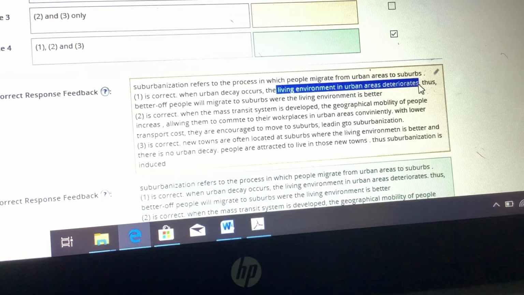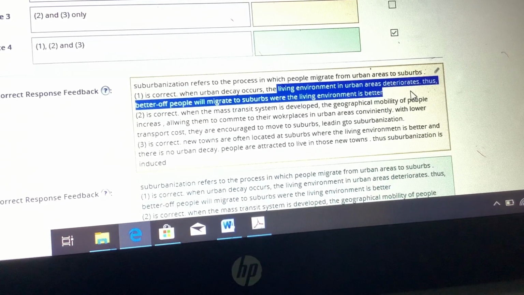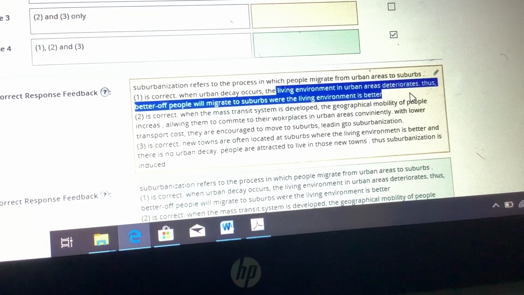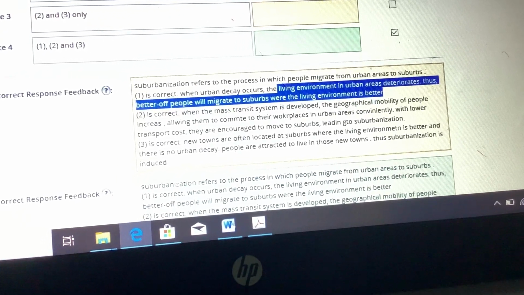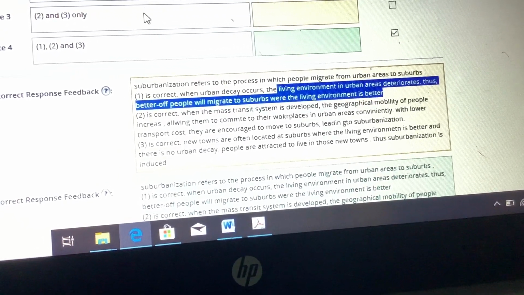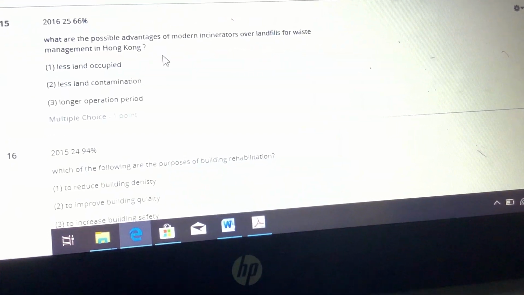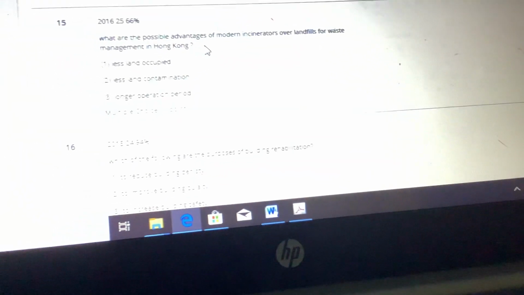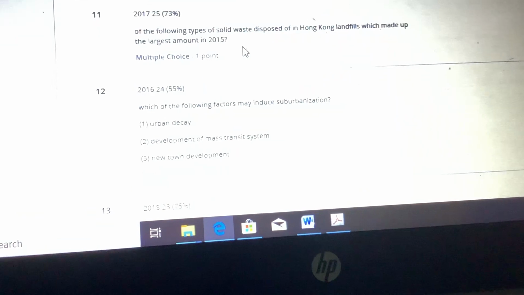So it's also a push factor for suburbanization. Bear in mind for this, okay? Urban decay is also a cause of suburbanization, okay? Because it's pushing the new generation to the suburban area.